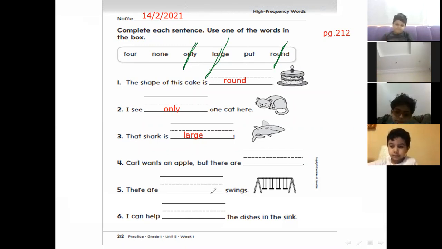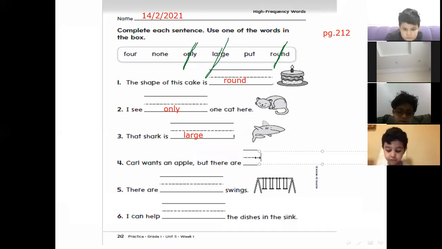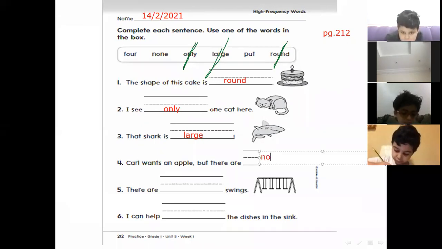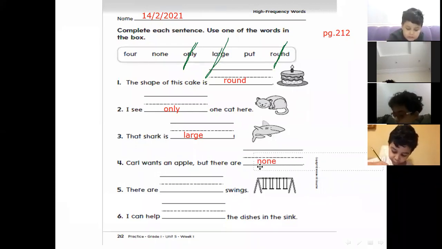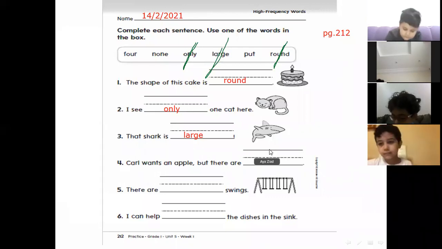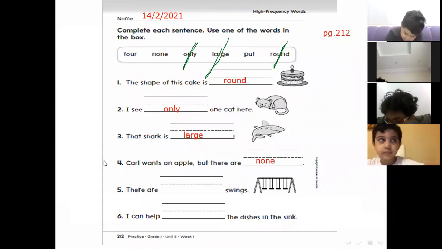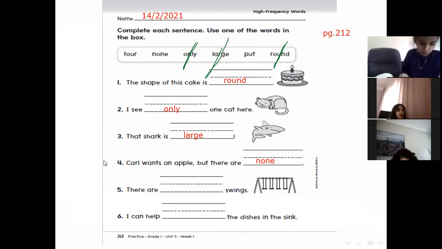Excellent. Carl wants an apple, but there are none. Excellent, Khalid. N-O-N-E. There is no apple, so you will say there are none. Excellent, Khalid. Ratil.